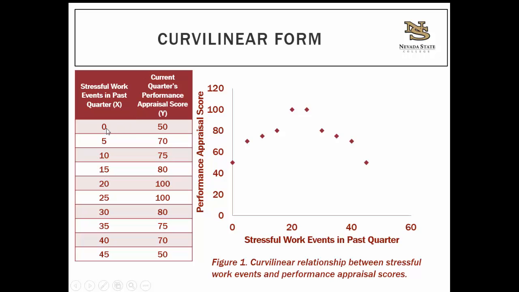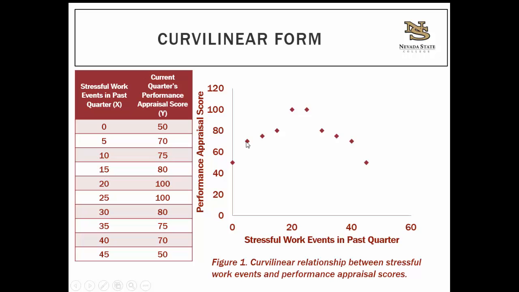Okay, so again, each row represents one employee. This one had 0 stressful work events in the past quarter and a 50 on their performance appraisal score. And the dot in the scatter plot for that person, we would go to 0 for X, 50 for Y, dot. Right? So this represents this person. The second person had 5 stressful work events in the past quarter and got a 70 on the performance appraisal. So you would find 5 along the x-axis, go up to 70 along the y-axis, and boom, there's your dot.